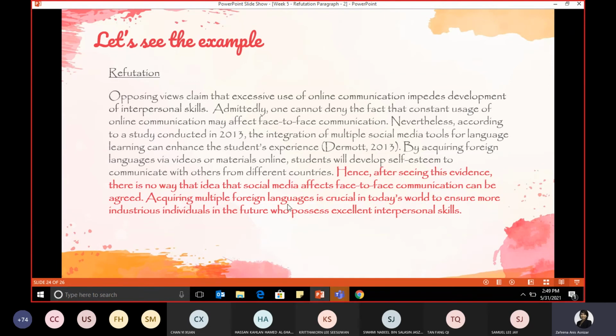Acquiring multiple foreign languages is crucial in today's world to ensure more industrious individuals in the future who possess excellent interpersonal skills. You see, this is like a closure for the opposition to say that you are right. Okay, this is the cue that you are showing to the opposition. Whatever you say is true compared to what they claim. Okay, this is an example of a refutation paragraph.